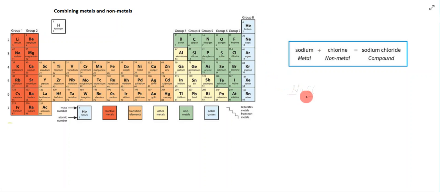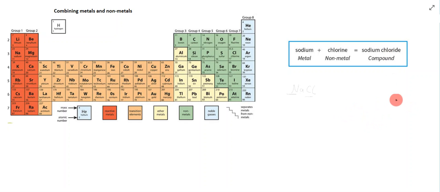And this is what's known as sodium chloride. Now, another way to think about this is we're taking a metal, which is the sodium, and we're combining it with a non-metal, which is the chlorine, to create sodium chloride. So you have sodium plus chlorine gives you sodium chloride.